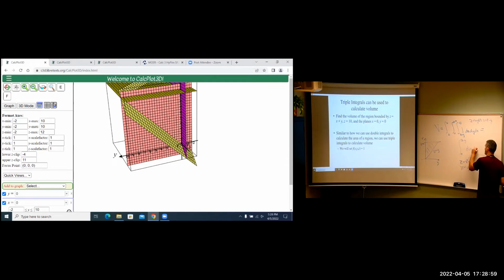Let's say we decide to do dz next. Now the bottom is z equals y because we want above it, right? So our lower limit is y, our upper limit is 10. And now we can see that y is going to come from out here and it needs to get to this point right here, which is where z equals y. So that's basically the point 10, 10. So y is going to go from 0 to 10.